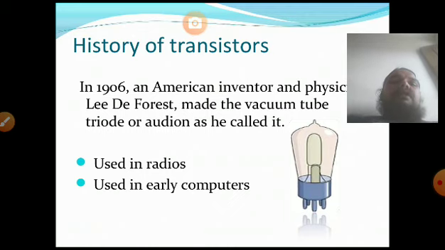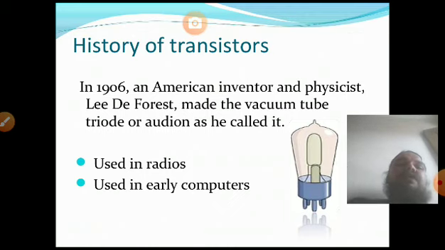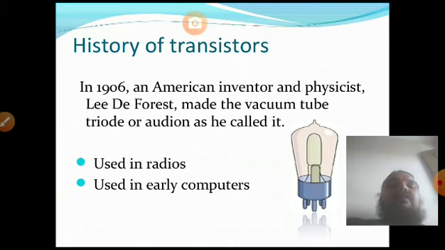First of all, the history of the transistor. In 1906, an American inventor and physicist, Lee De Forest, made the vacuum tube triode, or audion as he called it, used in earlier computers.